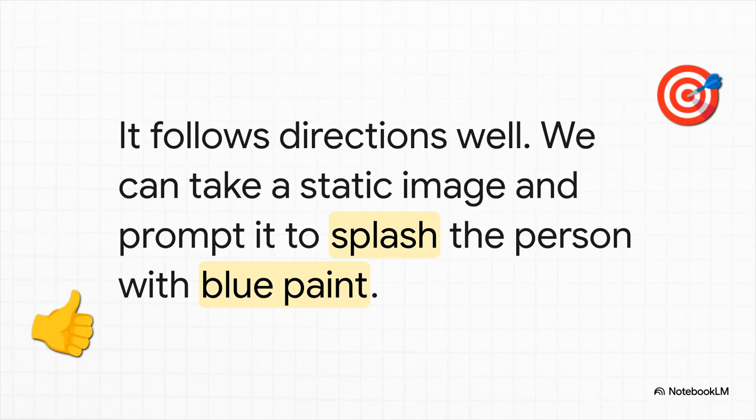So, the big question, how well does it actually work? Well, in simple cases, it's honestly pretty impressive. You can take a static photo of a model, draw an arrow pointing right at her, and prompt, "splash the person with blue paint." And bam, the AI does exactly that. It totally understands that your drawing is the path for the action.